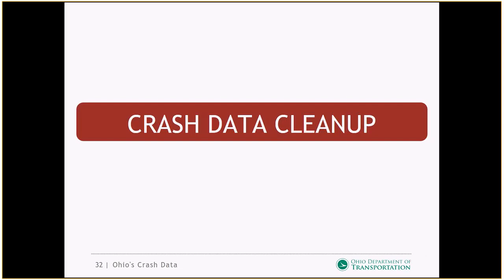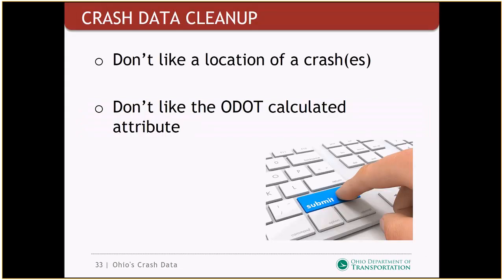But the process I want to detail next is really the crash data cleanup. It used to be called the hand log process. We're hoping crash data cleanup sticks because we're really trying to improve quality, either location or one of those calculated attributes. So this is really for when you don't like the location of a crash or you don't like a calculated attribute, you can submit it to us.